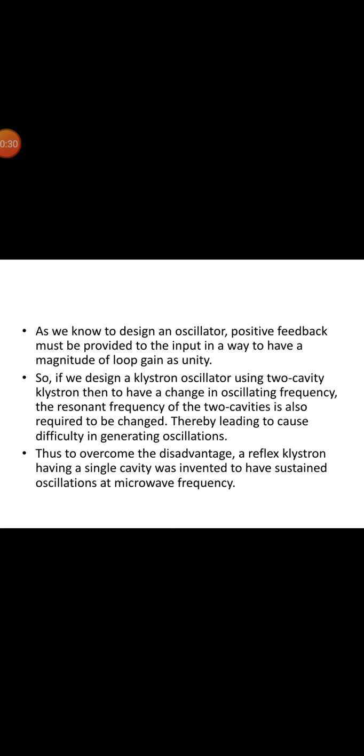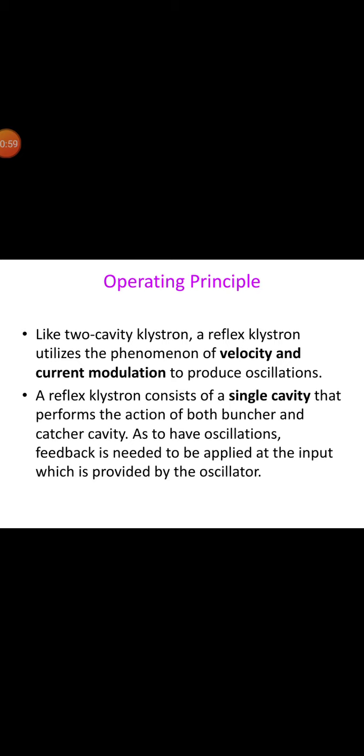As we know, to design an oscillator, a positive feedback will be required to the input in a way to have a magnitude of loop gain as unity. So if we design a klystron oscillator using a two cavity klystron, then to have a change in oscillating frequency, the resonant frequency of the two cavities is also required to be changed, thereby leading to difficulty in generating oscillations. Thus, to overcome the disadvantage, a reflex klystron having a single cavity was invented to have sustained oscillations at microwave frequency. Like the two-cavity klystron, a reflex klystron utilizes the phenomenon of velocity and current modulation to produce oscillations.